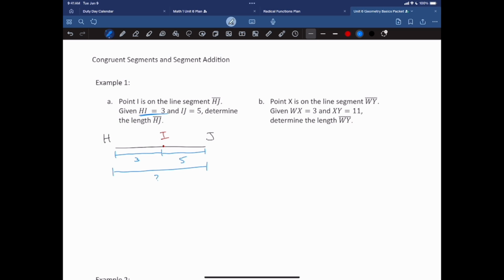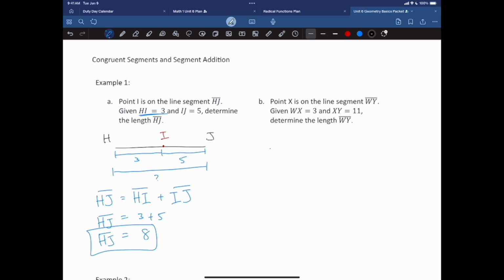If I want to do this mathematically, I'd set up the equation. I would say my line segment HJ equals HI plus IJ. I can substitute in, and we get HJ equals 3 plus 5. Add those together and we get 8. Okay, that's letter A.